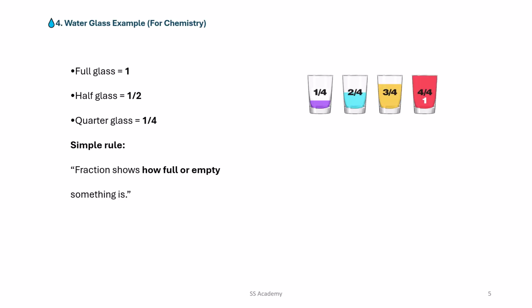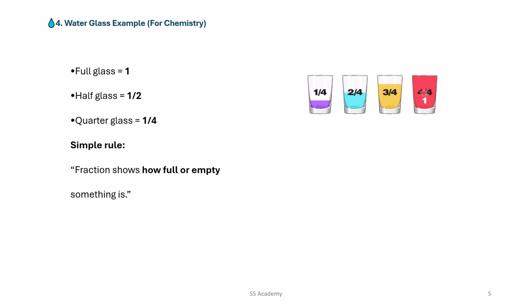Now let's bring this closer to chemistry using a glass of water. A full glass represents one, that means the fraction 1, while a half glass represents 1 by 2, that means one part in total of two parts. The quarter glass represents 1 by 4, that means one part out of 4 parts. You may ask why we have to take 4 parts. We can take 8 parts also.